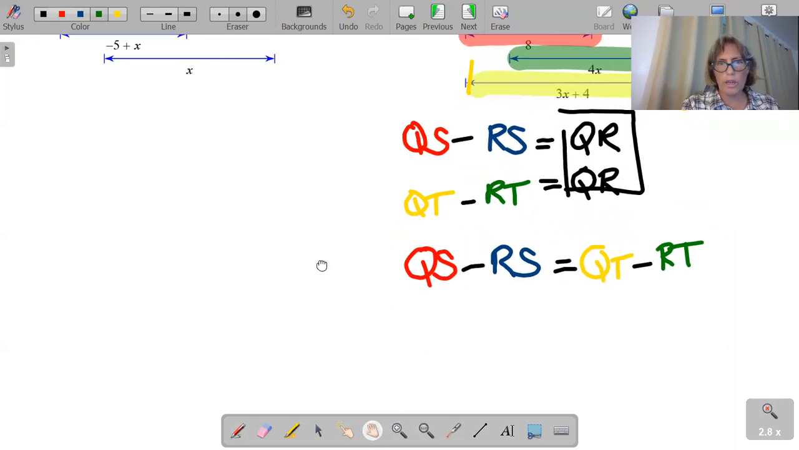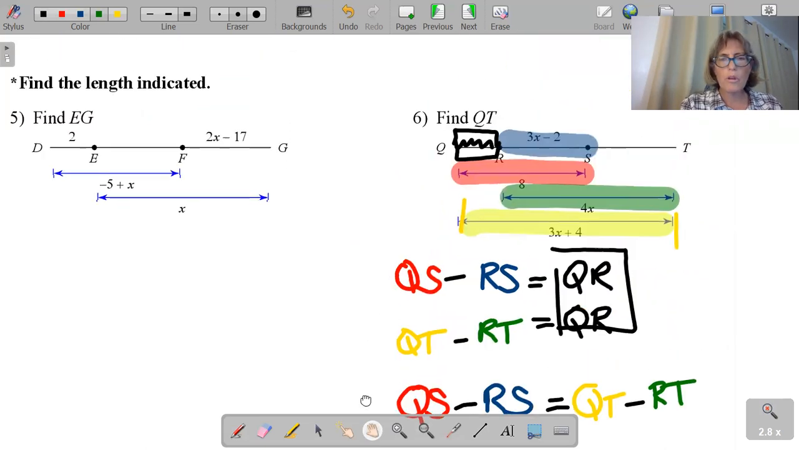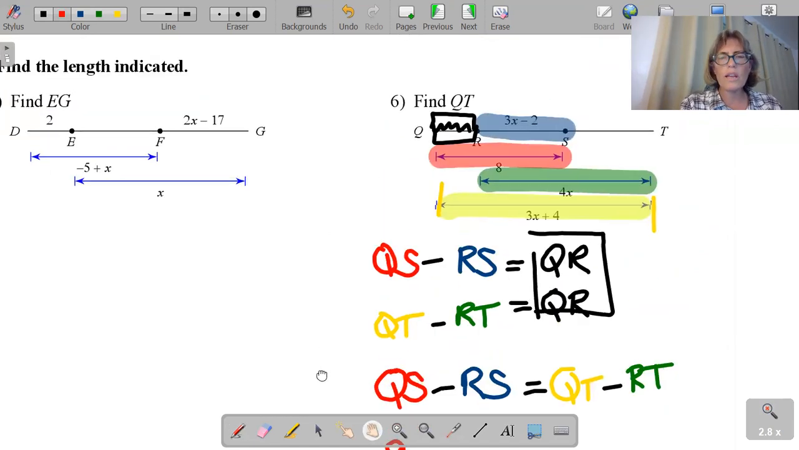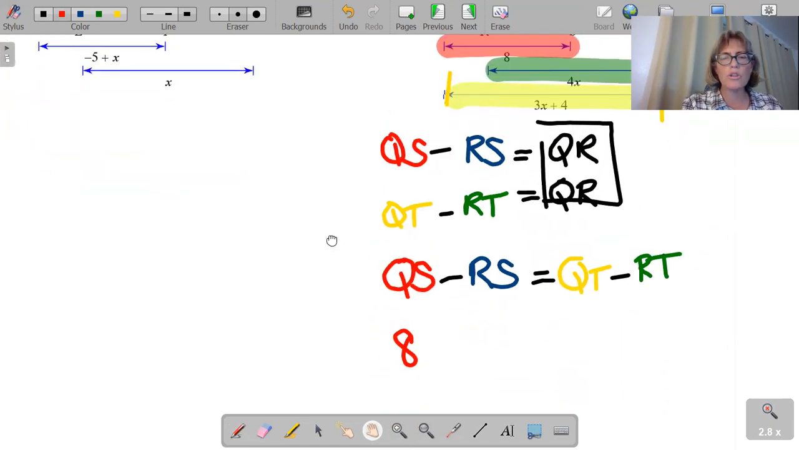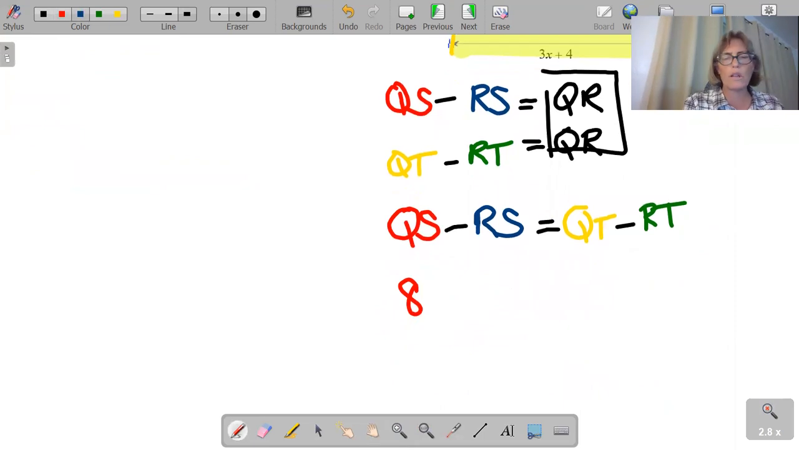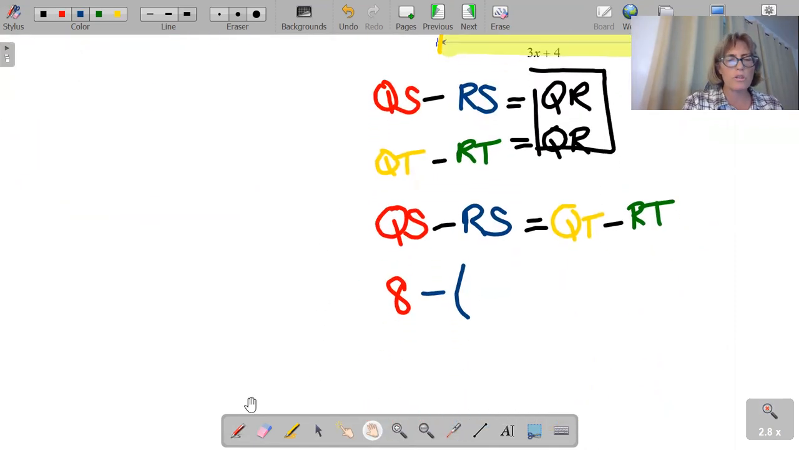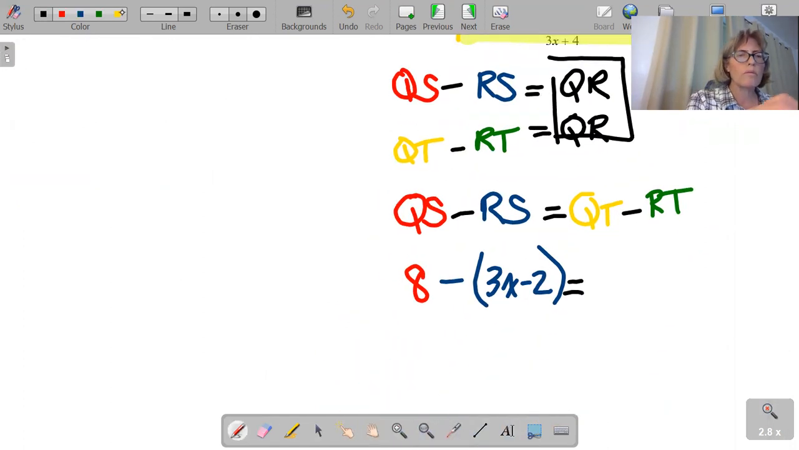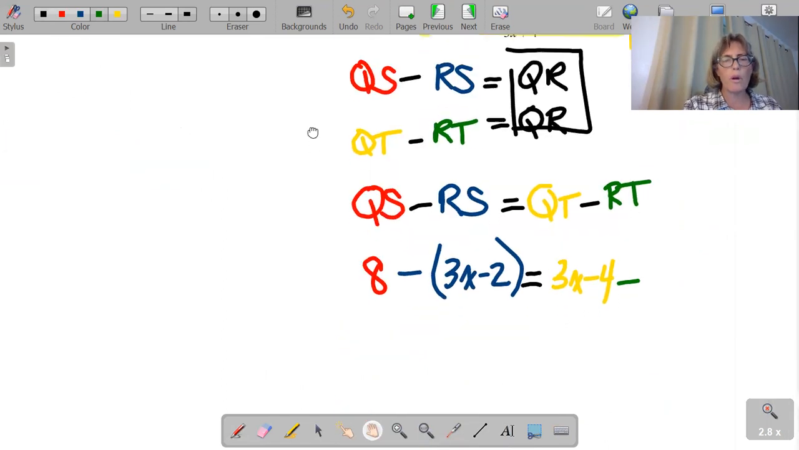Now you can put your algebra in here. QS is going to be 8. RS, 3x minus 2, watch this very carefully. It's minus the entirety of 3x minus 2. So you must put parentheses around that. Equals QT, 3x minus 4, minus RT, which is simply 4x.